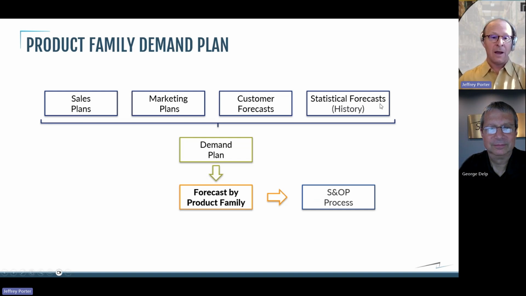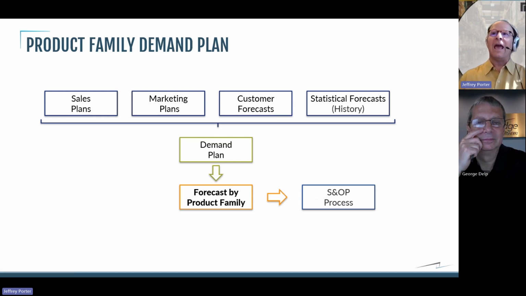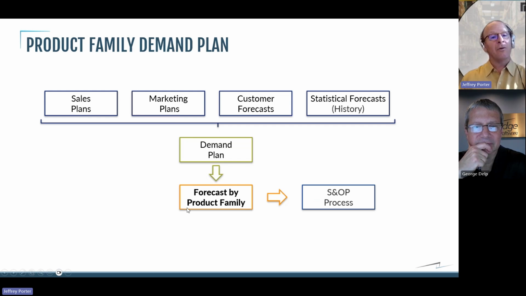Customer forecasts oftentimes come in units. Statistical forecasts: if you don't have a good statistical planning system in place, this is oftentimes a baseline that allows us to analyze history and take an impartial view, look at where biases exist. All of this information helps us create a demand plan, oftentimes down to the individual SKU level. And that all needs to be able to be rolled up by a forecast by a product family in all those different revenues, or those different units of measure. So we need a dollarized number, we need a unit-based number, and we need to be able to aggregate and disaggregate.